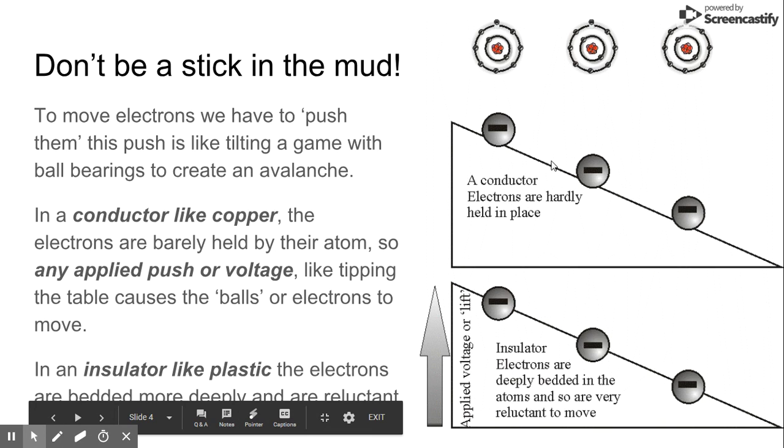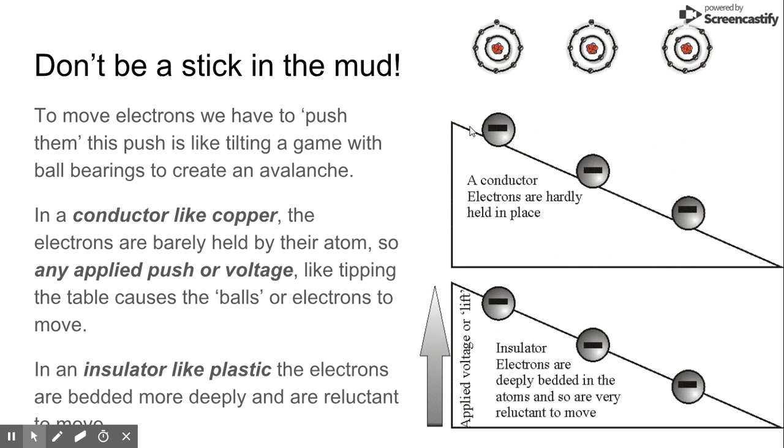Now, if I wanted this to represent copper, there would be no ruts whatsoever. It would just be a straight, smooth ramp. That would be copper, gold, silver. They're nearly perfect conductors. If they're slightly bedded in like this, that might be aluminum or silicon.